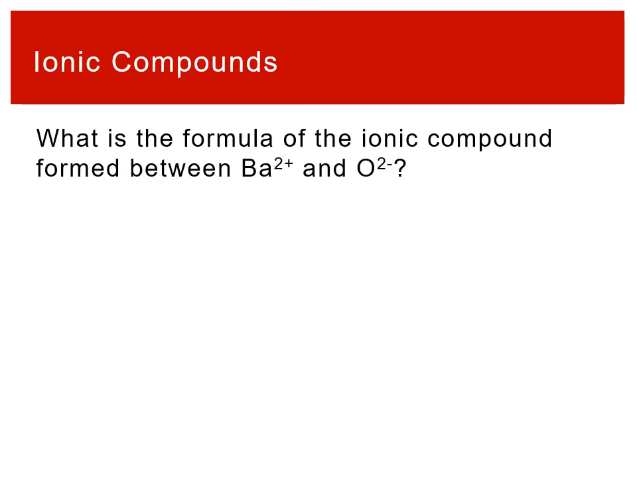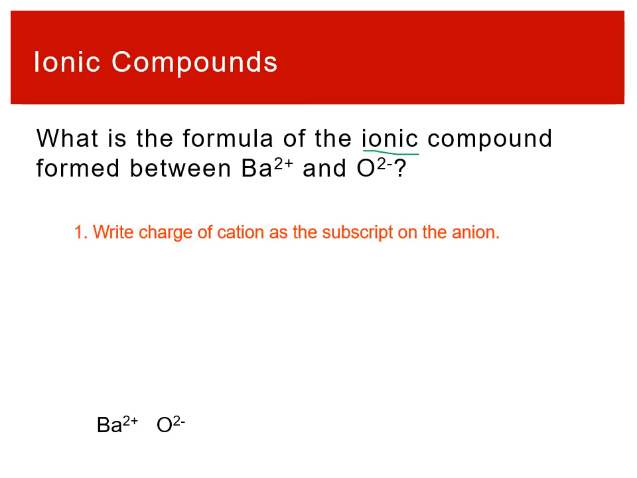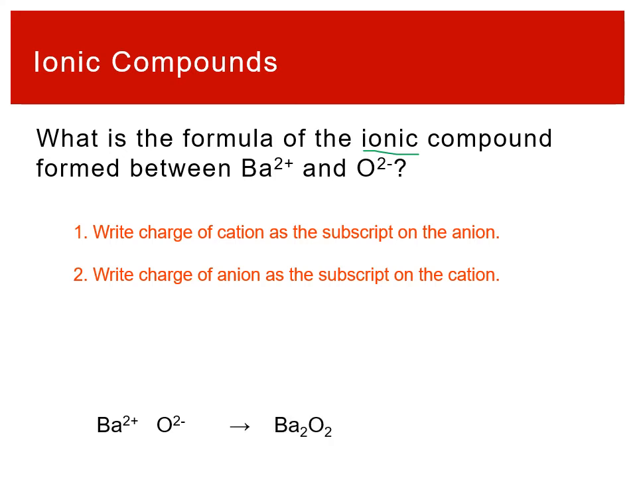All right, so let's look at another example. What is the formula of the ionic compound formed between Ba2+ and O2-? So if I want to come up with a formula of an ionic compound, we're explicitly told it's an ionic compound. So we know we can use our crossover method. Write the charge of the cation as the subscript on the anion, write the charge of the anion as the subscript on the cation, basically just swapping where they are. And so we can move them.